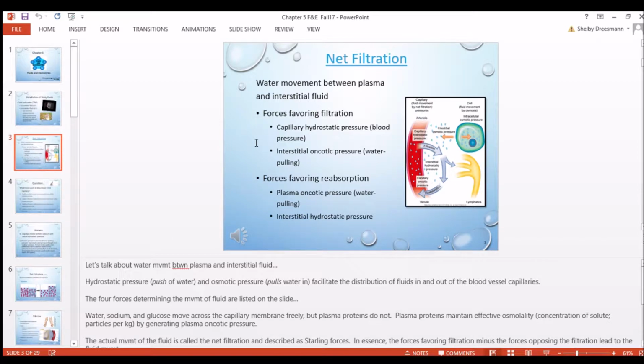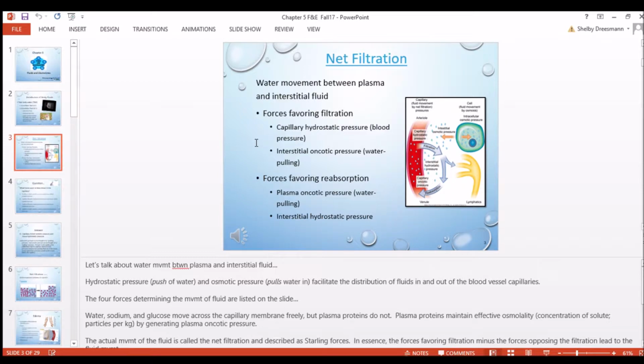Now, for favoring reabsorption, going back into the capillary, we have plasma, or you can call it capillary oncotic, which pulls water from the interstitial fluid into the capillary, or we have interstitial hydrostatic, which pushes water from the tissues into the capillary. This is reabsorption. Note that filtration is going into the tissues, reabsorption is going into the capillaries.